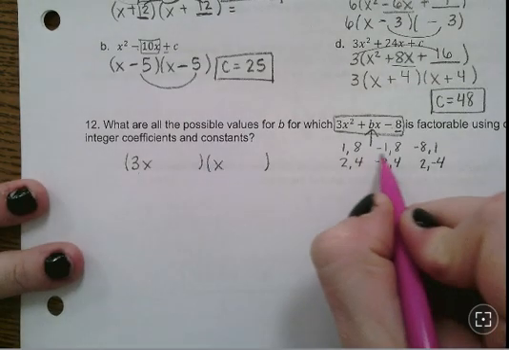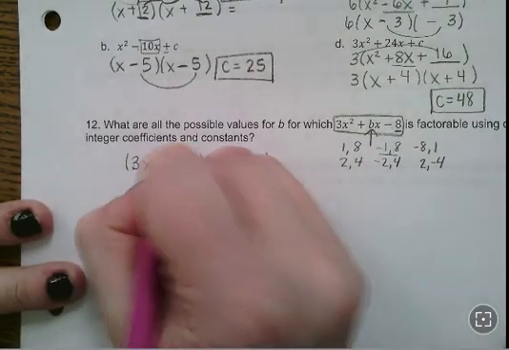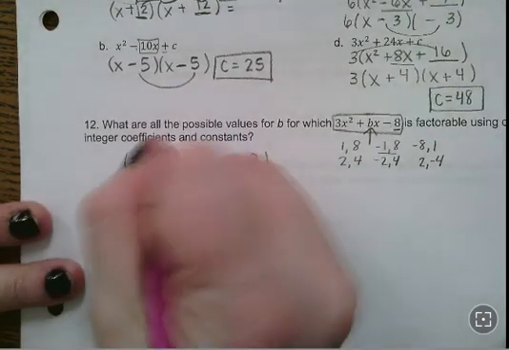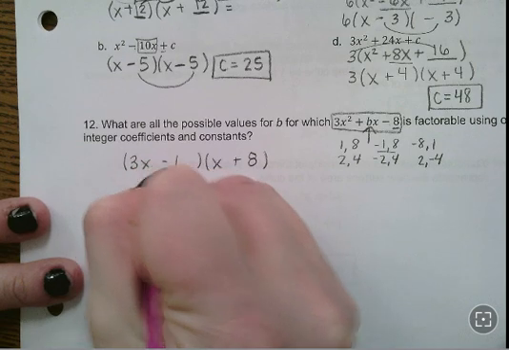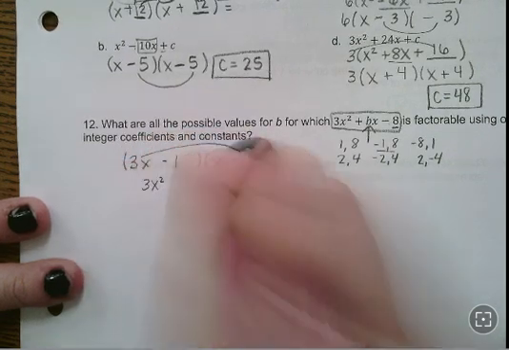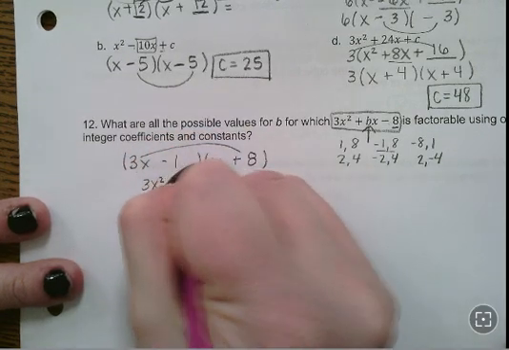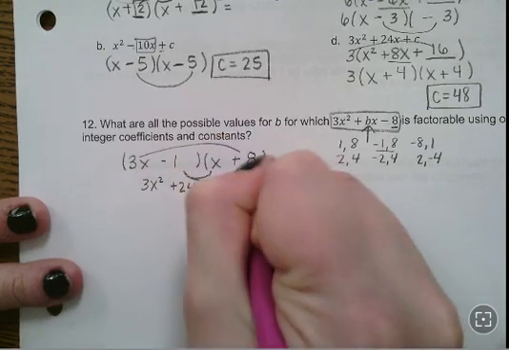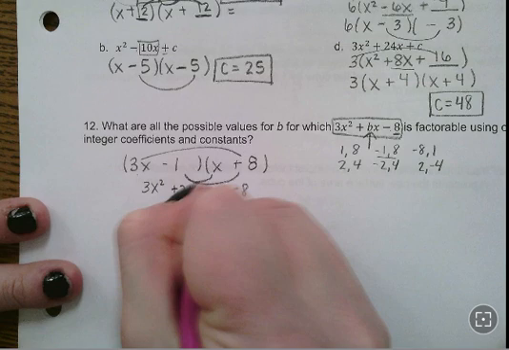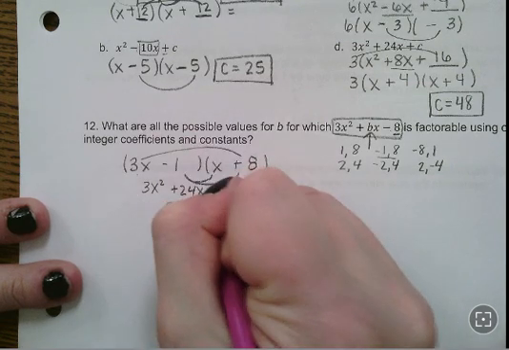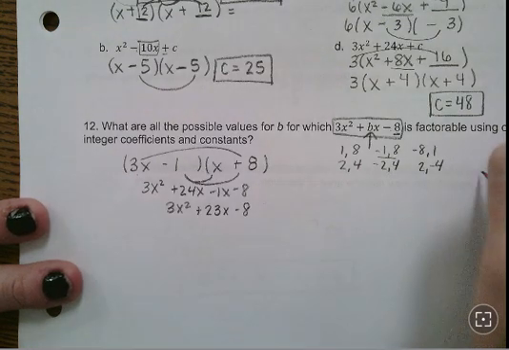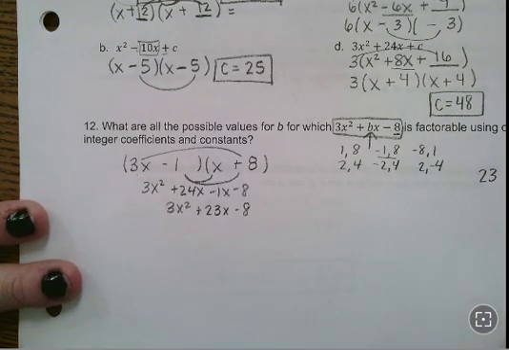Okay, so let's just start with negative 1 and 8. So minus 1 and positive 8. Let's see what we get. So 3x plus 8 would be a 24x, minus 1x minus 8 would give you 3x squared plus 23x minus 8. So a possible value for b could be 23.